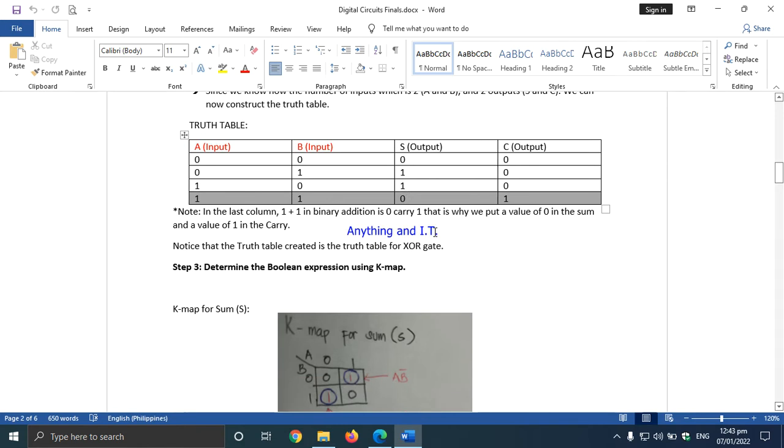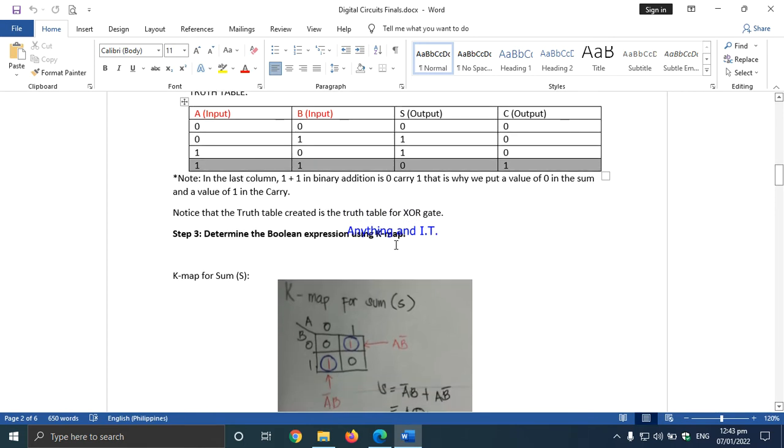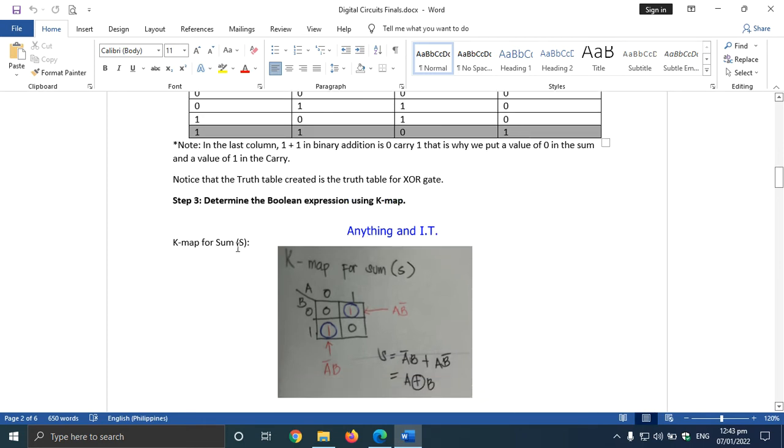So, you may want to review the truth table of our XOR gate. Okay? So, what we use in the half adder is the XOR gate, not the OR gate. Since we already know the truth table, I can now make our K-map or Karnaugh map, which is step 3. So, what we're going to do is create a K-map for S or sum.